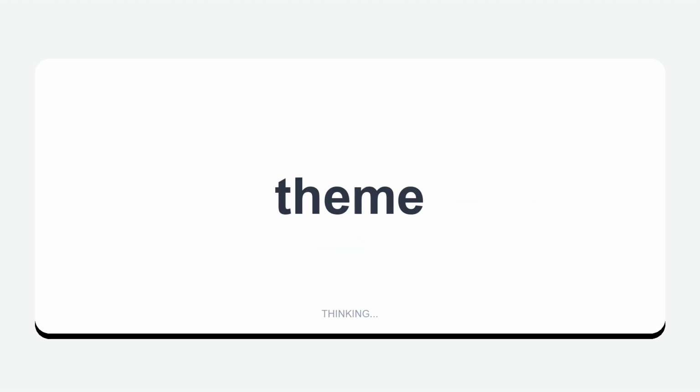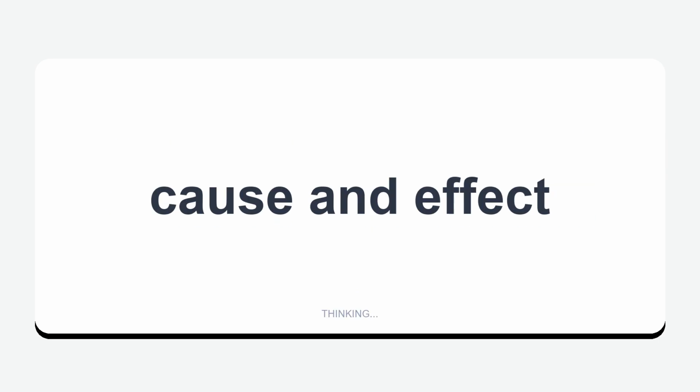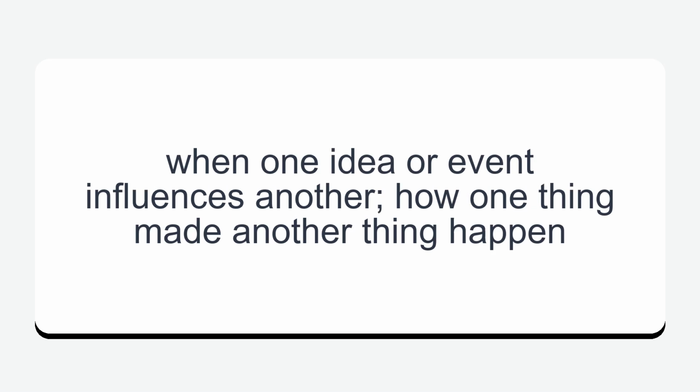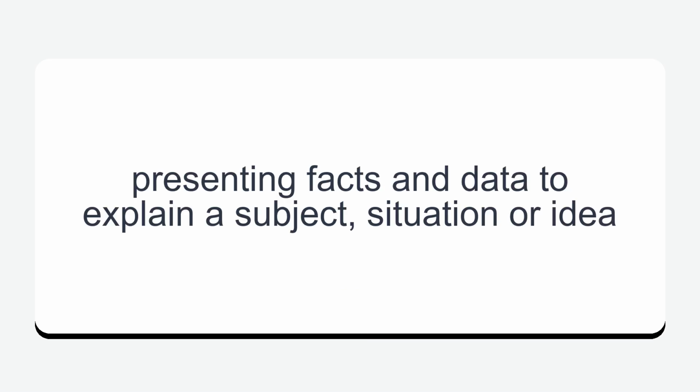Theme: the message the author wants the reader to understand, and often expresses a point of view about life. Cause and effect: when one idea or event influences another, how one thing made another thing happen. Inform: presenting facts and data to explain a subject, situation or idea.